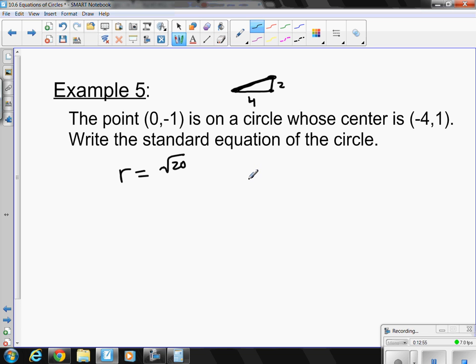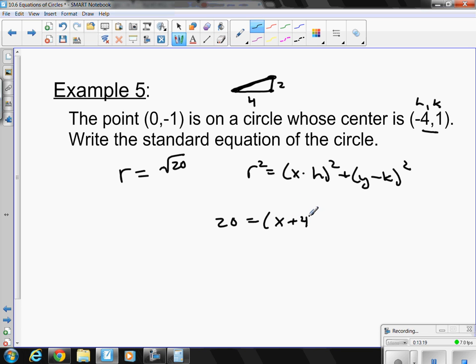Plugging it into the formula, r² = (x - h)² + (y - k)². Okay, using this as (h, k), the center of my circle. The square root of 20 squared is 20. x minus h is -4, so subtracting a -4 is the same thing as adding, plus (y - k) is 1 squared.